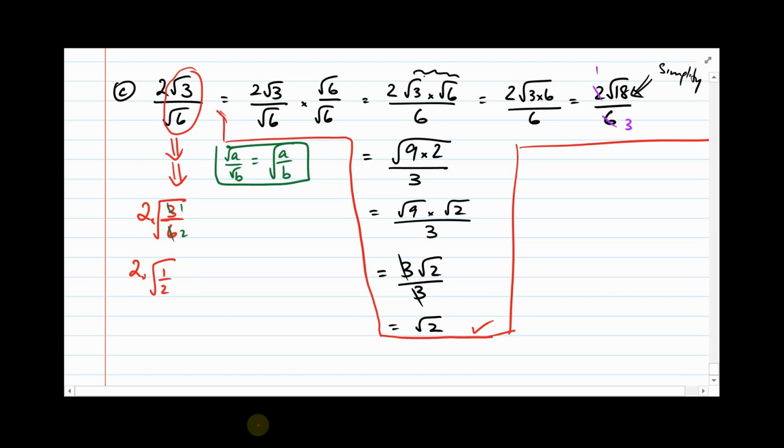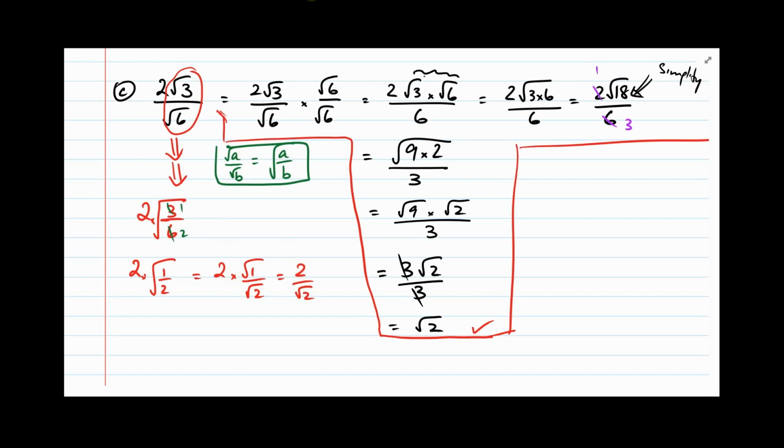What is the square root of a half? Let me just go this way so that I save some room. 2 times root 1 over root 2, which is just 2 times 1 over root 2. Alright, and yes, either you could rationalize and then simplify.